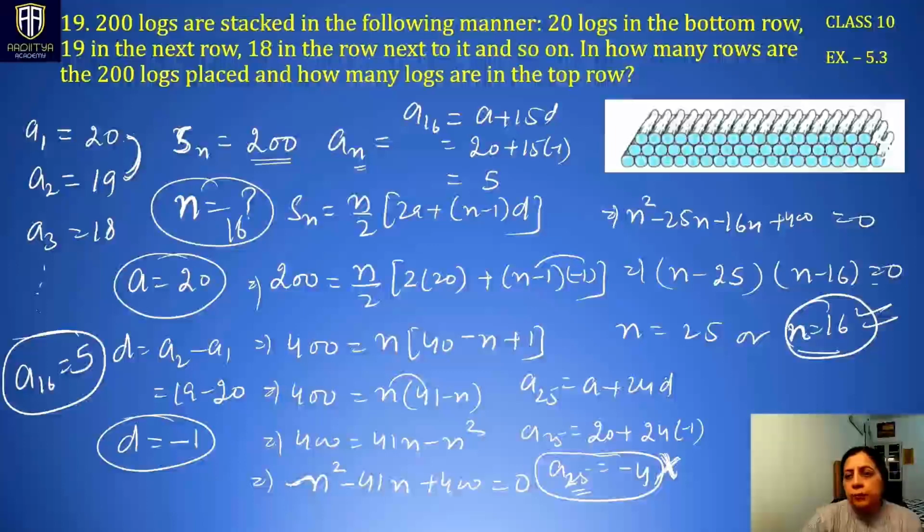So this way, we start with 20, 19, 18 and so on. To arrange 200 logs in this manner, we will have 16 such rows so that we cover all the 200 logs. And in the topmost row, which is the 16th row, we will have 5 logs only, right?